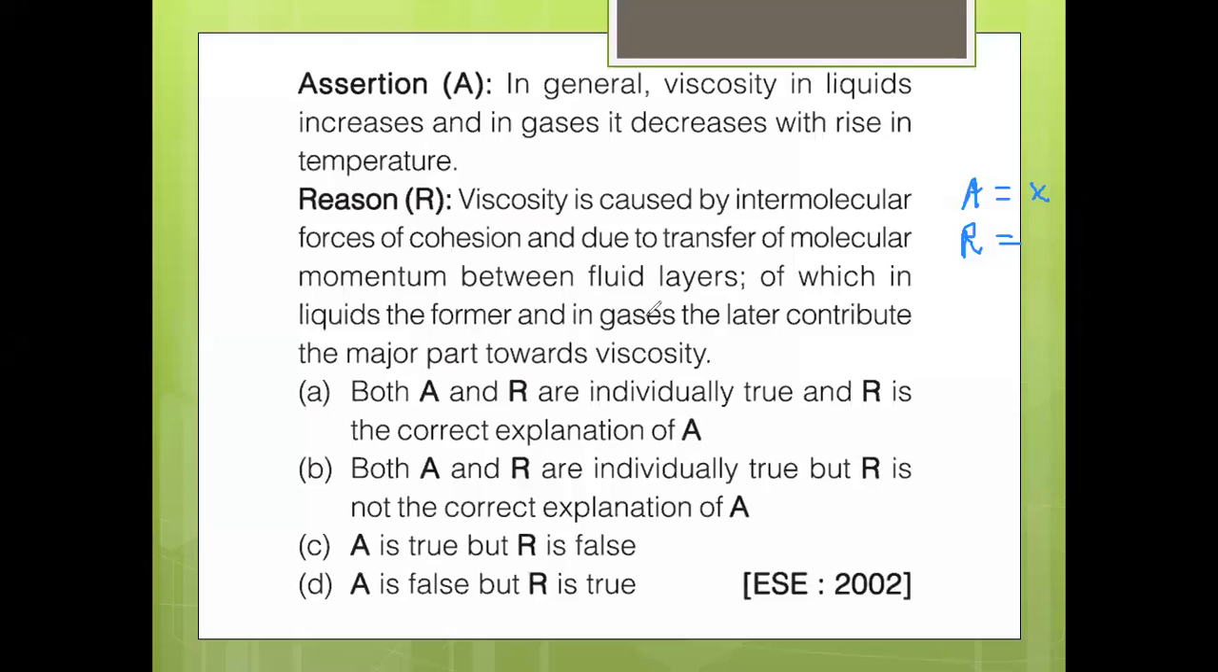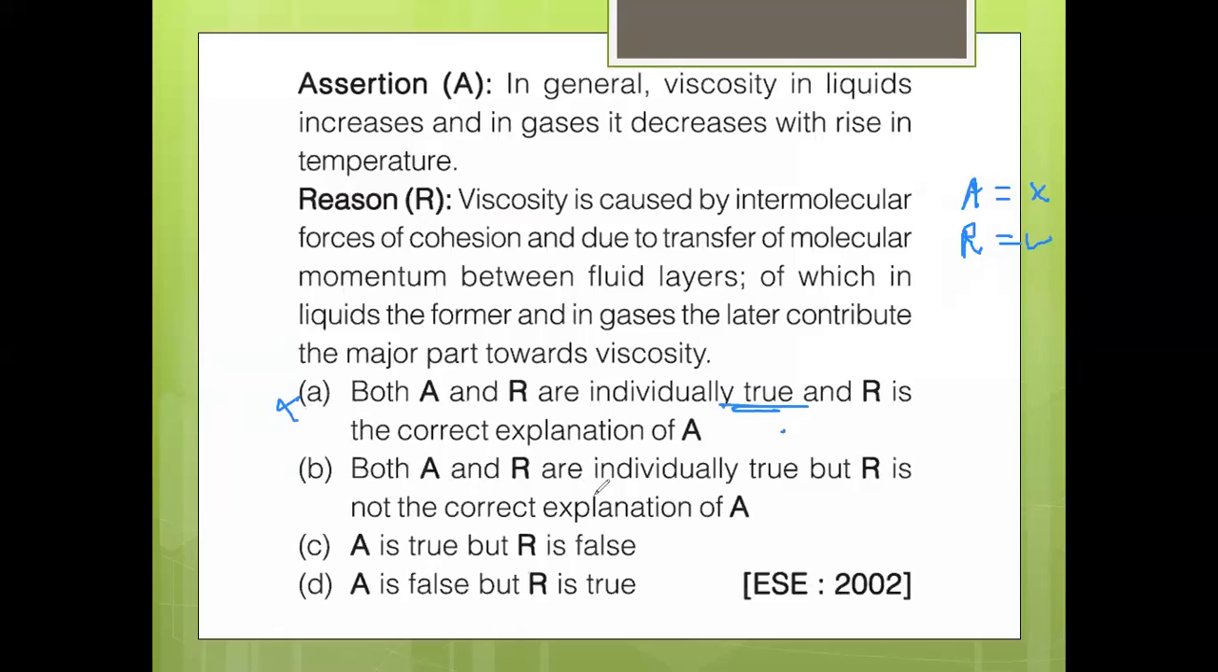so that is also correct. So I think the reason, now tell me from your side, whether it is correct or it is wrong. Correct. Right. So the reason is correct. So now let us see the options. Option A: both A and R are individually true. So this is not the correct option.